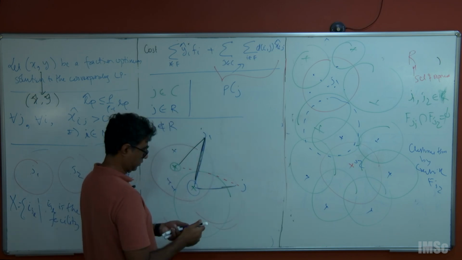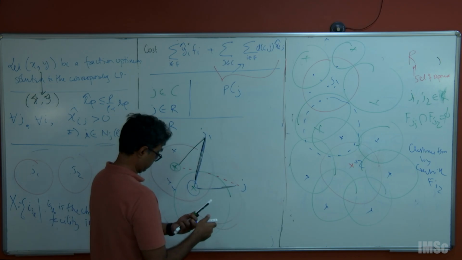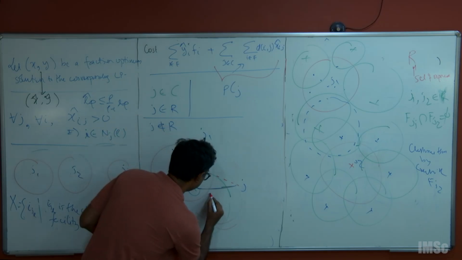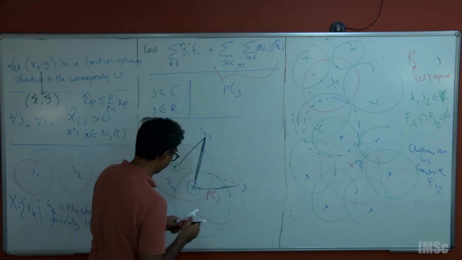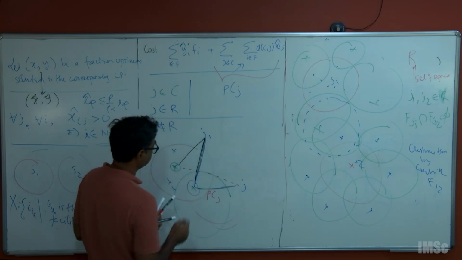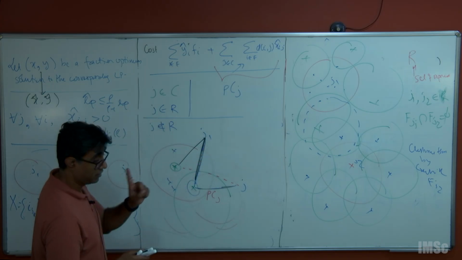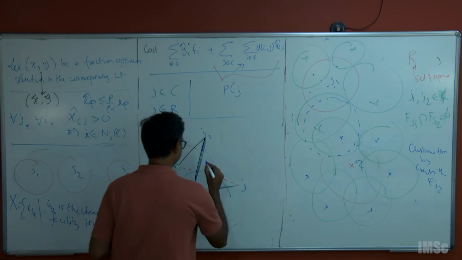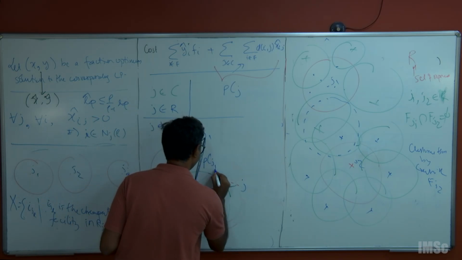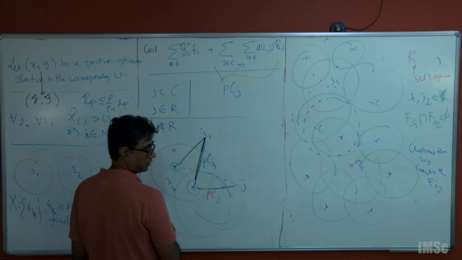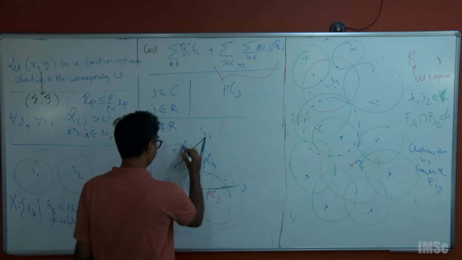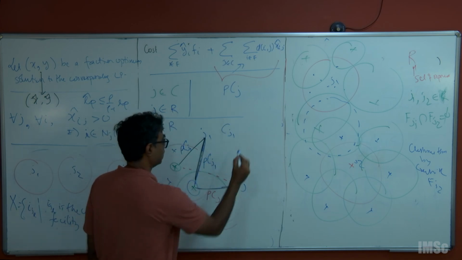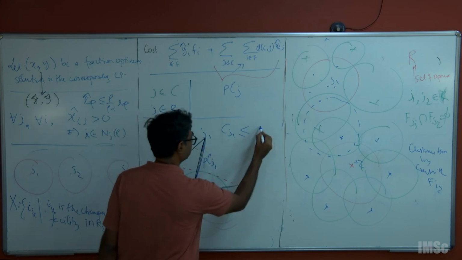It's in the green ball. So what is this distance? Rho Cj. Excellent. Very good. What is this distance? Rho Cj1. Right? Excellent. And what is this distance? Rho Cj1. And what is Cj1? It is less than or equal to Cj.